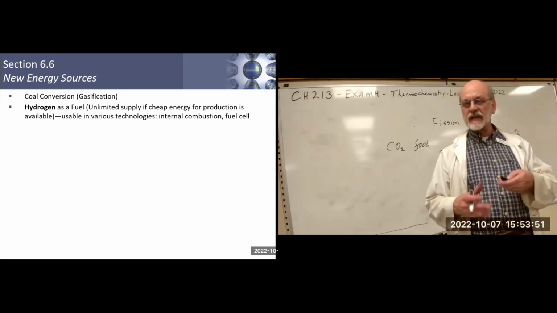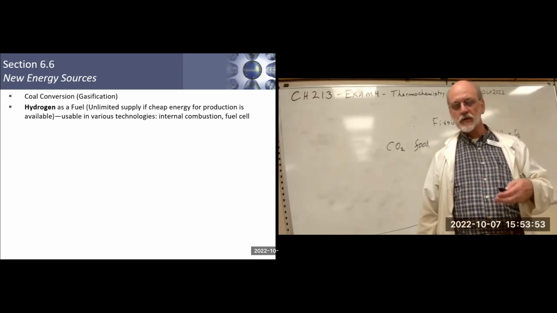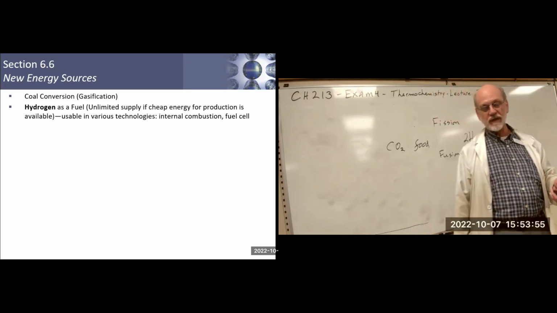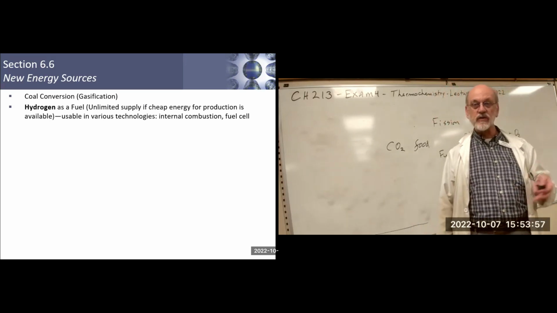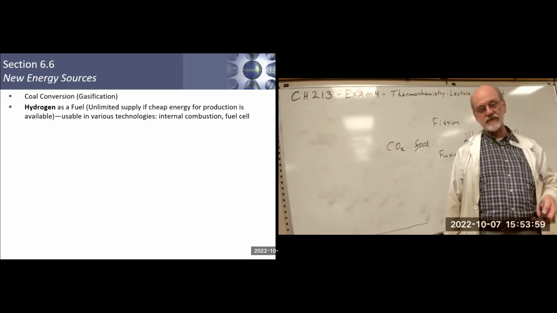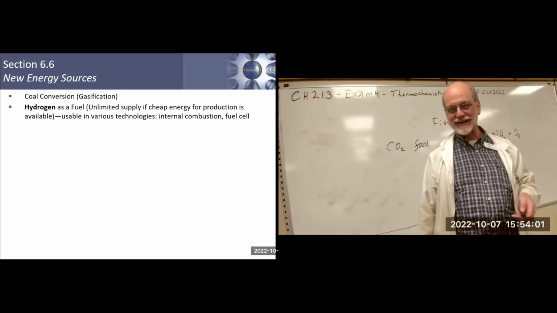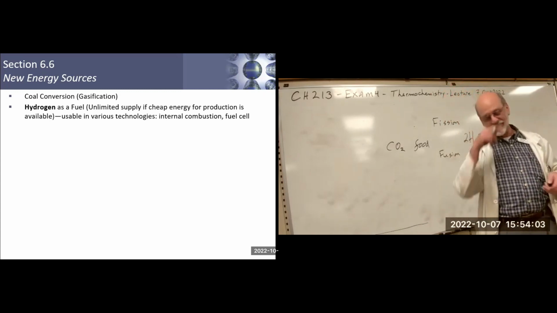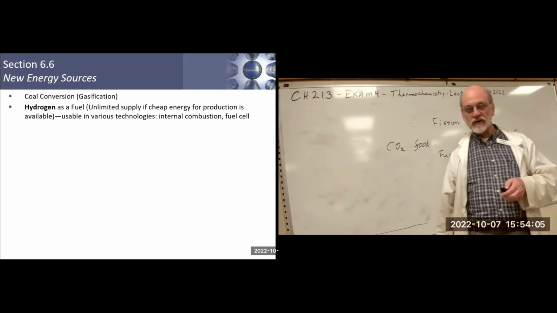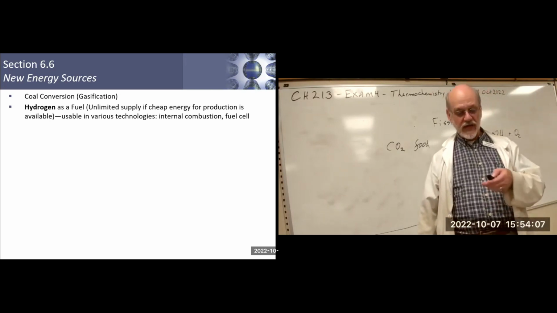There are certain technological problems with it. Fuel cells run at very high temperature. And then there's the issue of hydrogen. How are you going to store the hydrogen? Because it's extremely reactive. So those are issues that need to be worked out from the technological side.